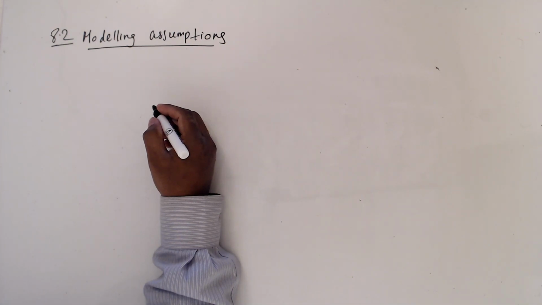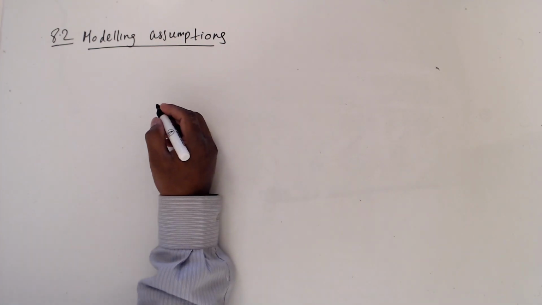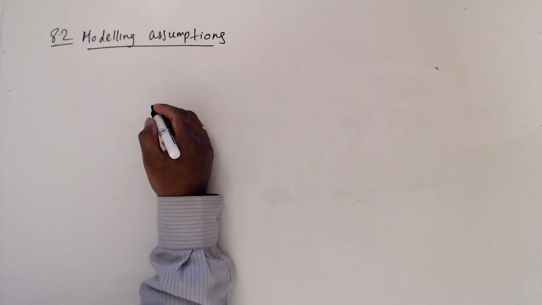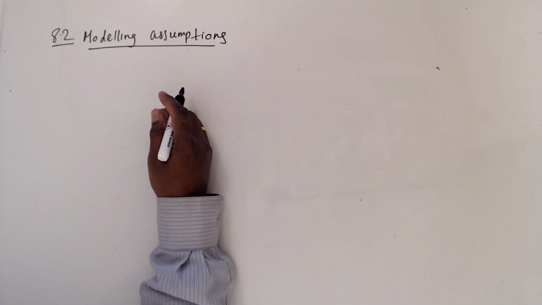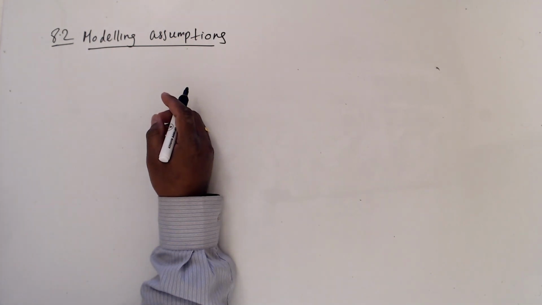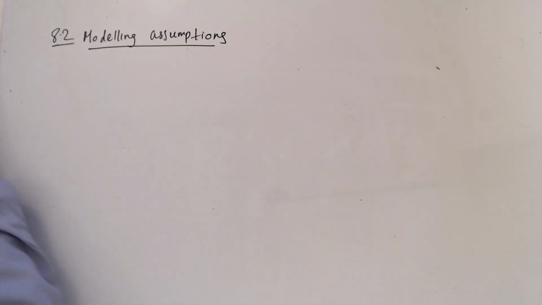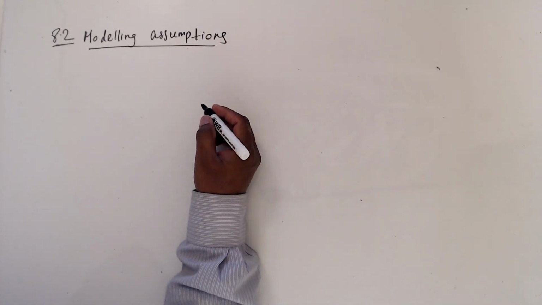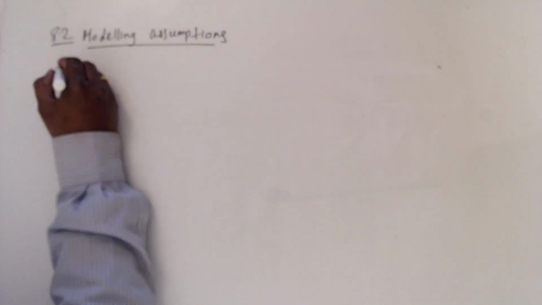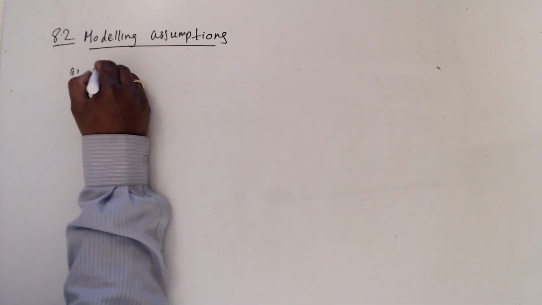Chapter 8.2 Modeling Assumptions. According to the modeling process, the second step is the modeling assumptions. You can see certain words in the sums, and you have to assume certain things with these words. So we are going to discuss the concept behind each word. The first word I'm going to discuss is the string.